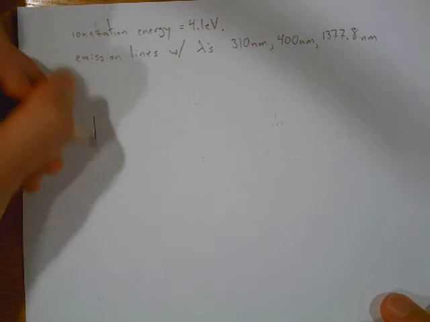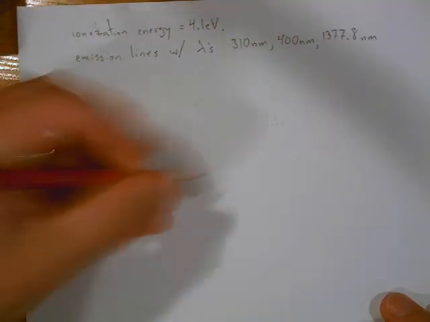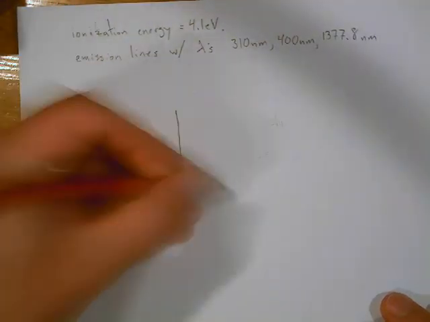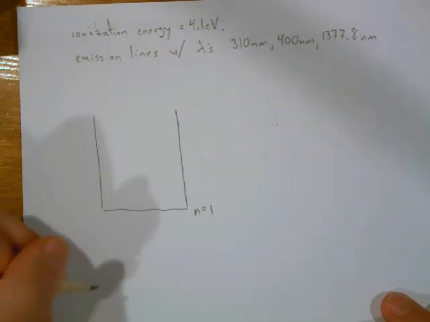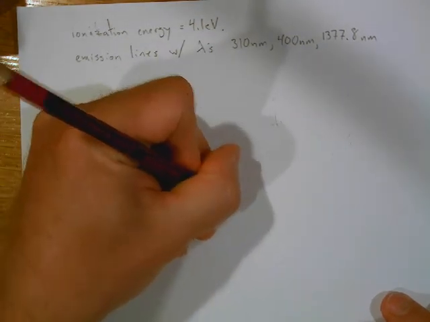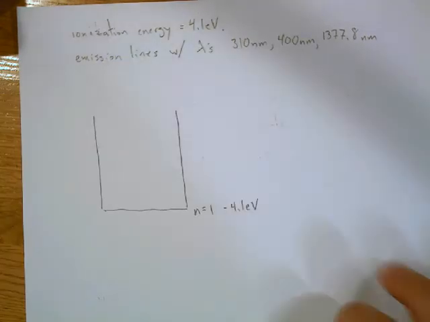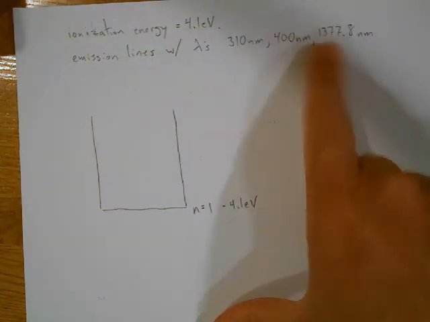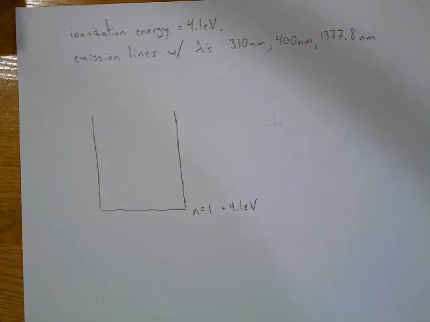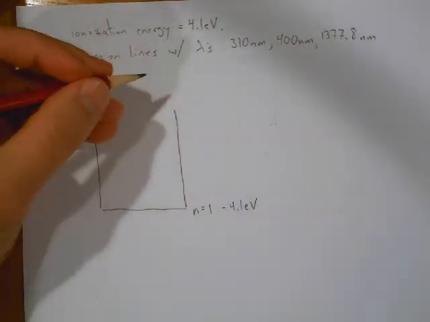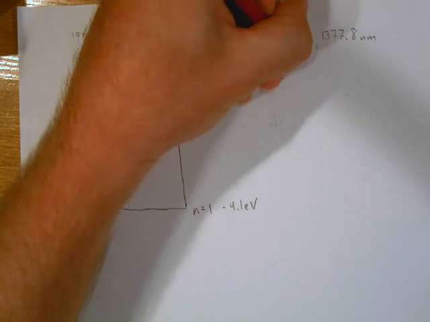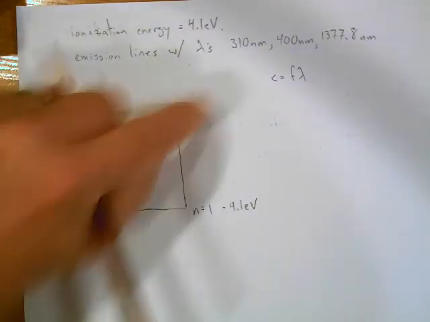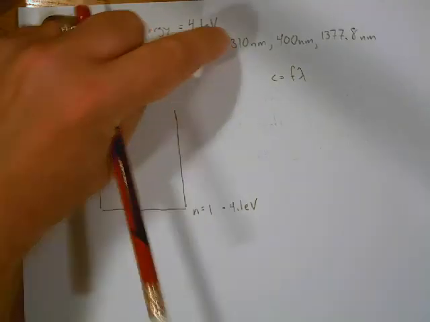So we know that our energy well n equals 1 is going to be equal to negative 4.1 electron volts. So then where do we go from here? Well, we have these in wavelengths, so we are going to have to figure out the corresponding electron volts that go with that. To do that, we are first going to have to use c equals f lambda, and I'm going to just step through this one, and then you can work through the others.